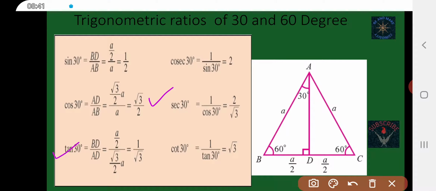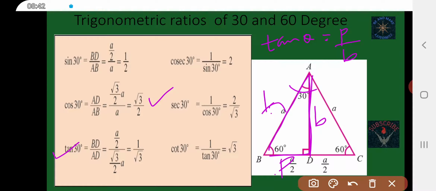Now tan 30 degree. Tan theta you know is P by B. So in this right angle triangle, P is BD and H is AB and B is AD.